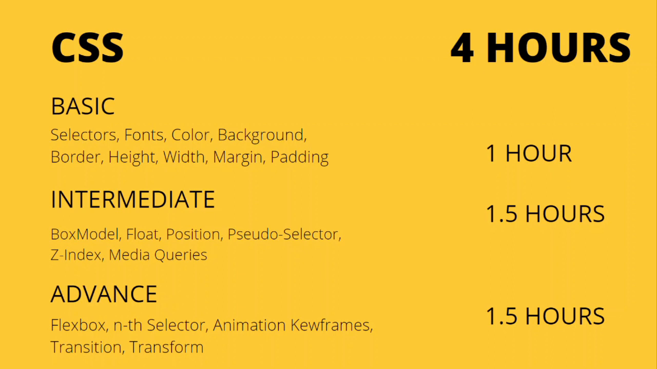Then go to the intermediate step. There you can spend around 1.5 hours learning box model, float, position. Make sure to learn at least position absolute and relative. And then go on to learning pseudo selectors, z-index and then media queries.